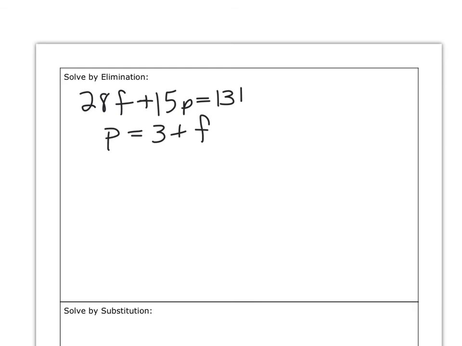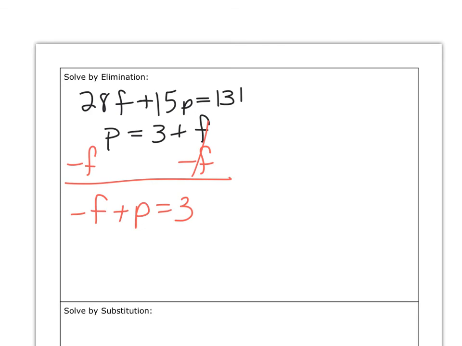To solve by elimination, these both have to be in the same form, right? So I could move this F to the left side with the P so that P and F are on the same side, couldn't I? Yeah? So let's try that. If I subtract F from both sides, then I get negative F plus P equals 3.